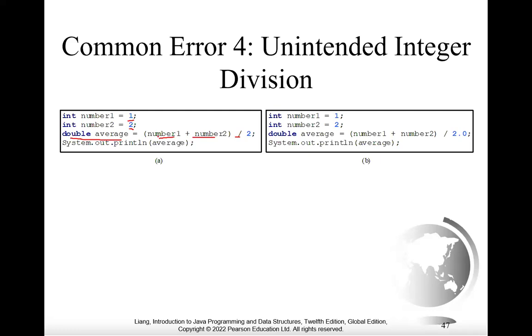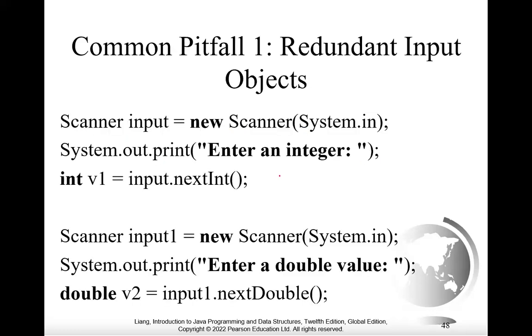So how do you solve this? You can cast one of them to double, or you can cast the divisor to double. So here, casting the divisor to double will solve the problem. Okay, we talked about this. If you create an input object, make sure that you make use of it. Because here, observe, you have used one input, you are making another one to use the next one, which is not necessary. You can use that same old one to get your next double. So don't make redundant input objects.